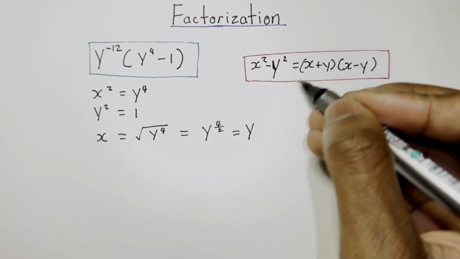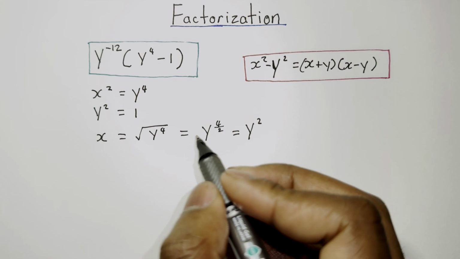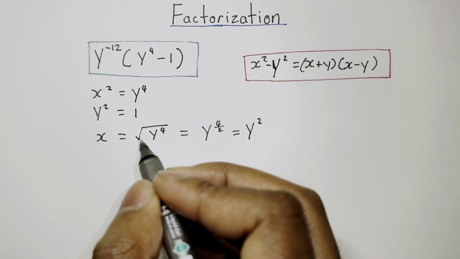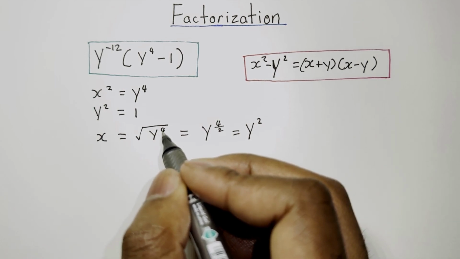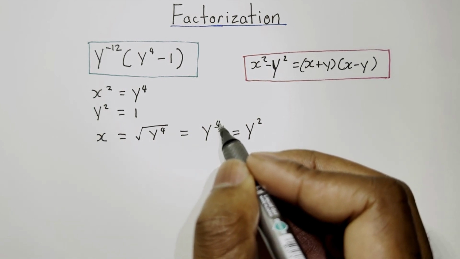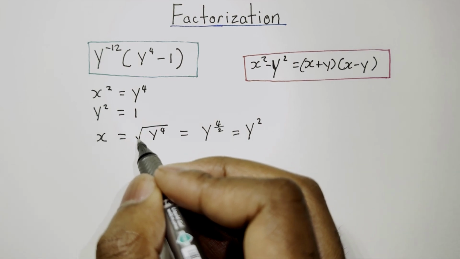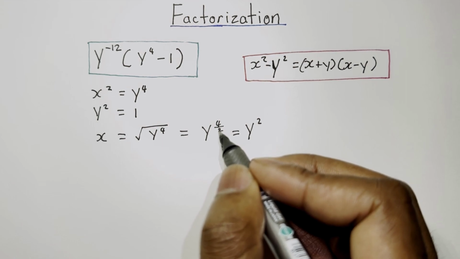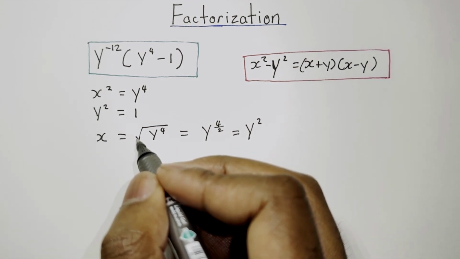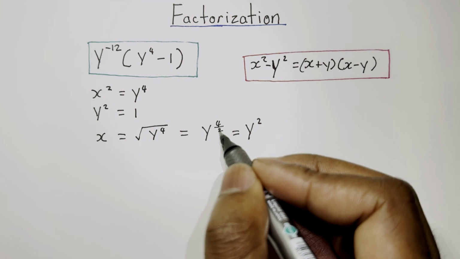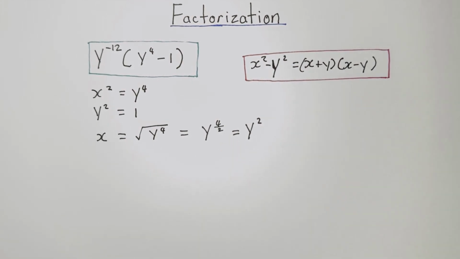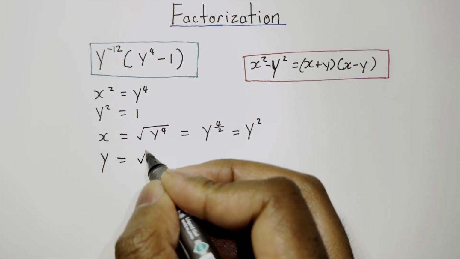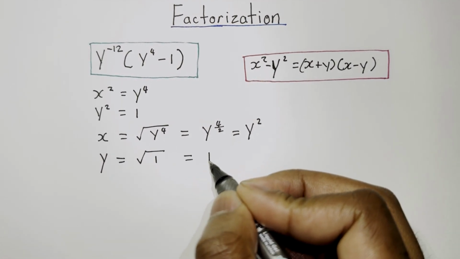our x term is y squared. How I arrived here is because of a property of radicals where the exponent can be written as the numerator, and because this is a square root, the denominator is 2. So if this was a cube root, the denominator would have been 3. Now our y term is simply 1.